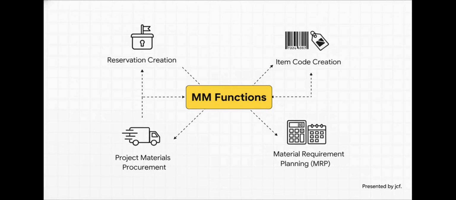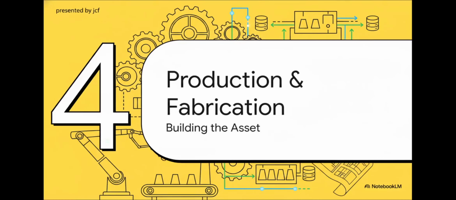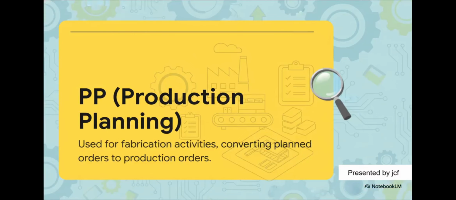Then it handles the actual procurement of materials and sets up reservations, ensuring that when stock finally arrives, it's instantly flagged for your specific WBS in the project system. Now we jump into Section 4, Production and Fabrication Process. This is where the actual asset starts coming to life, governed by PP, which is production planning.